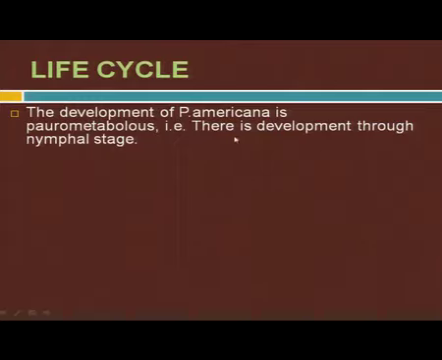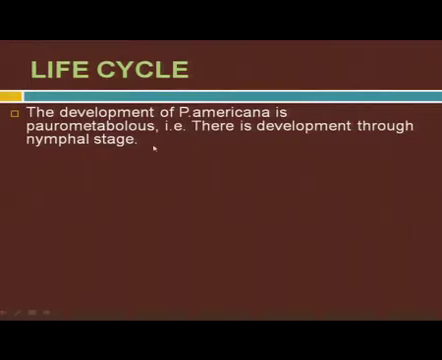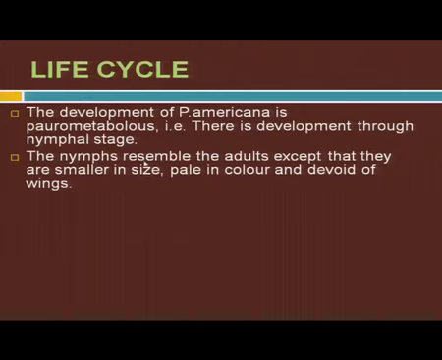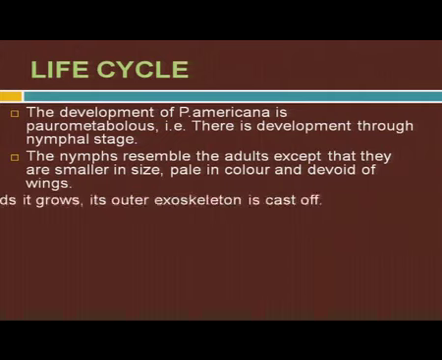The development of Periplaneta americana is paurometabolous. What do you mean by paurometabolous? It is a specific type of transformation or metamorphosis where there is development through the nymphal stage. We do not have a larval stage, we have a nymphal stage, and these nymphs resemble the adults, except that they are smaller in size, pale in color, and devoid of wings.